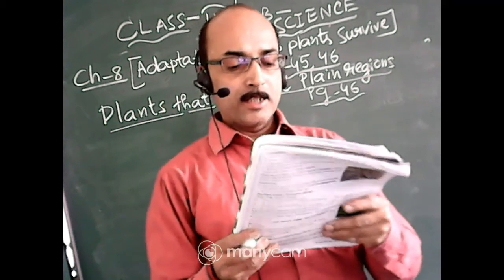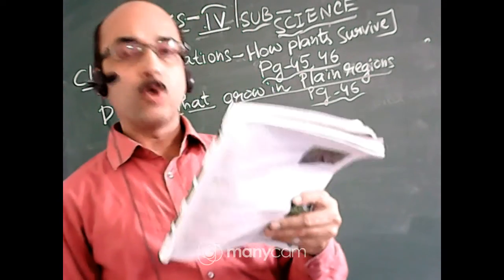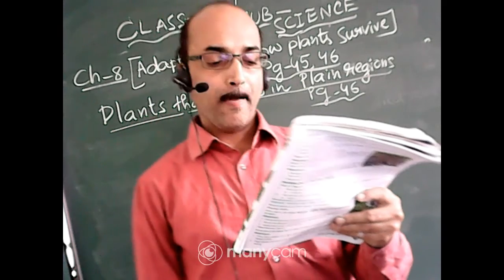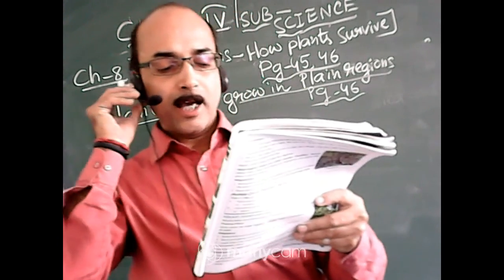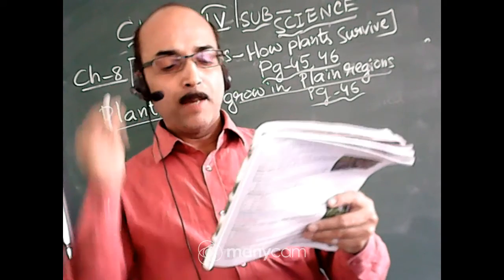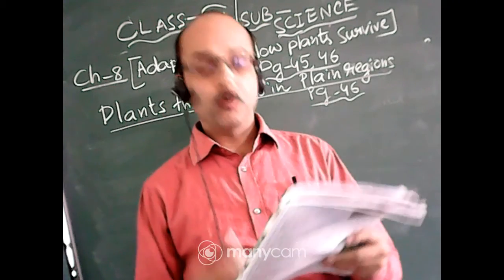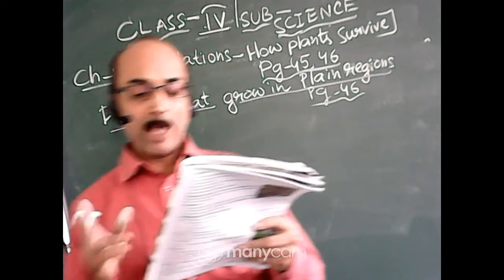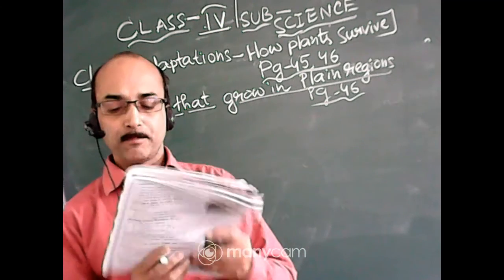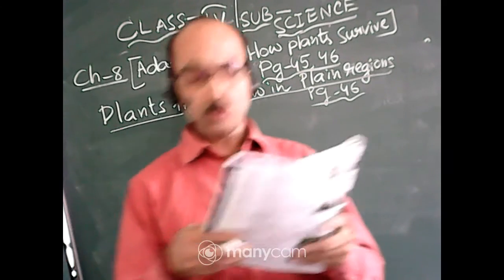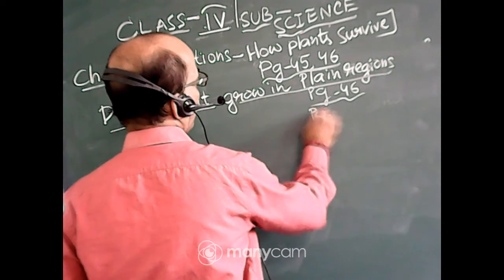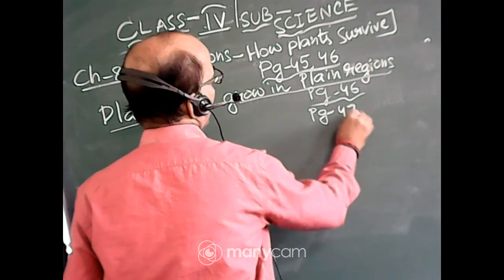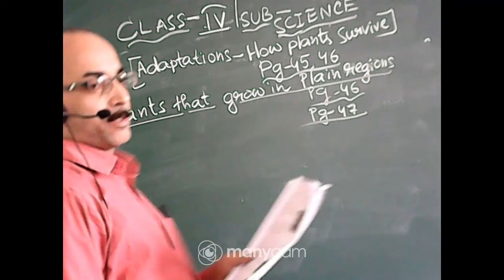See here, these regions are neither too cold nor too hot. Trees such as mango, peepal, banyan and shisham grow in the plain region. So please note down the trees: mango, peepal, banyan and shisham. Now we will be going to page number 47, so we will also learn from page number 47.